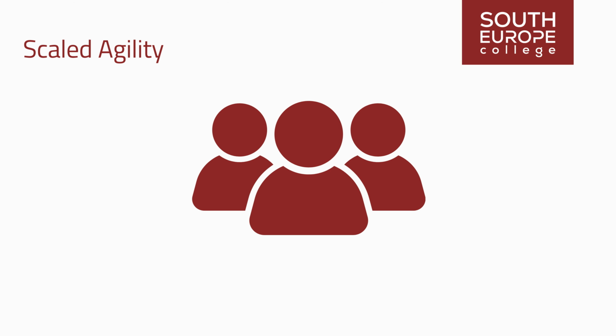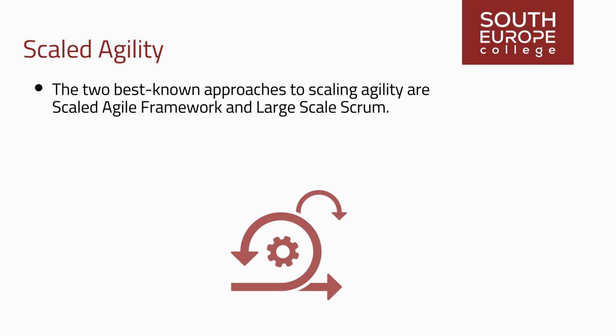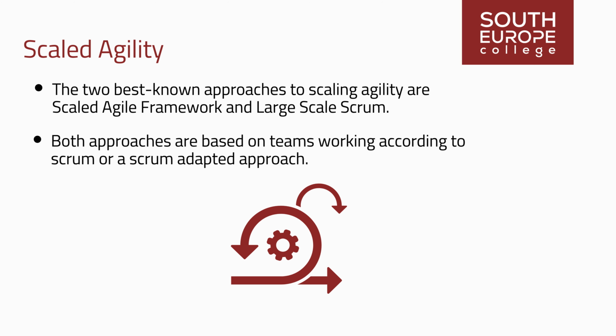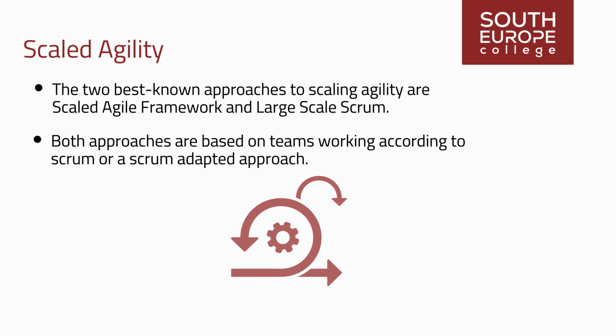An Agile approach, using Scrum, is suitable for teams with a size of 3 to 10 people. If larger teams or an entire company want to work agilely, an approach like Scrum is not sufficient. The two best-known approaches to scaling agility are Scaled Agile Framework and Large-Scale Scrum. They both provide approaches for agile working and synchronization across multiple teams. Both approaches are based on teams working according to Scrum or a Scrum-adapted approach.